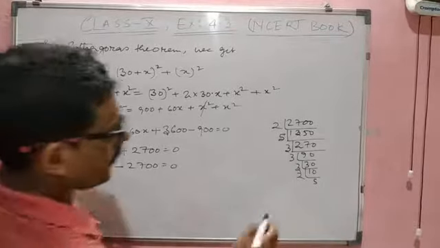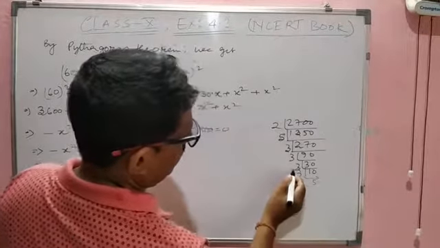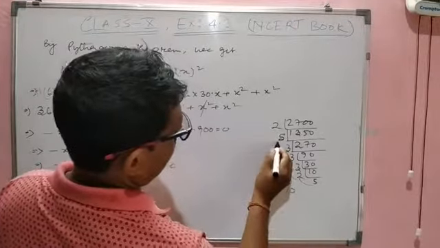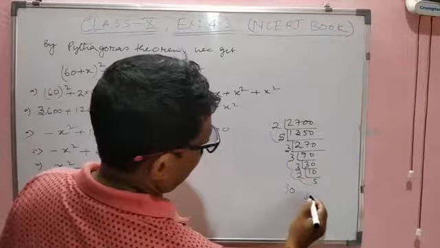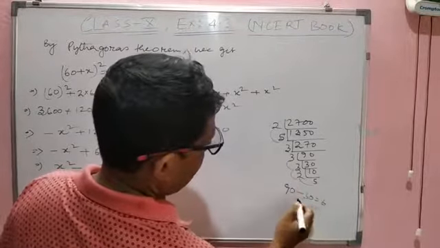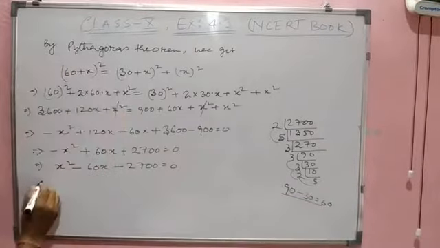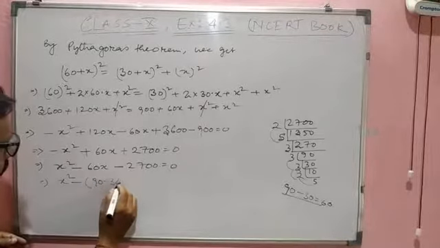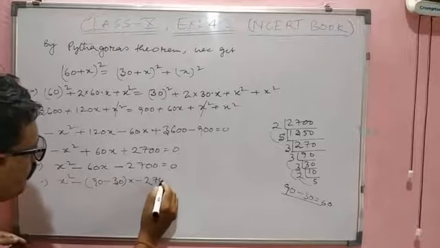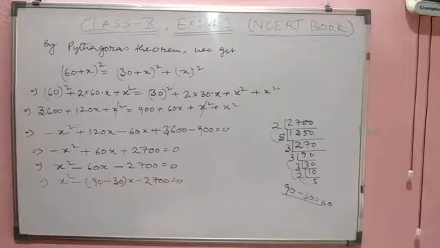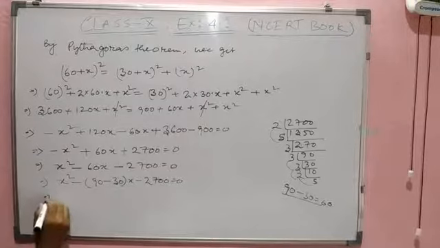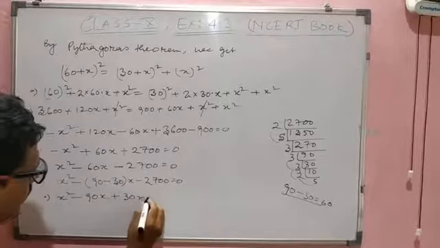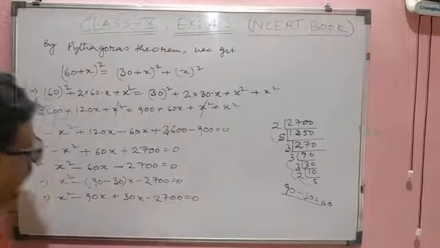Okay, now see, 2 fives are 10, 10 threes are 30, 30 into 3 is 90, and 3 fives are 15, 15 into 2 is 30, so that difference will be 60. That is 90 minus 30 equals 60. So you can write this as x square minus 90x plus 30x minus 2700 equal to 0.